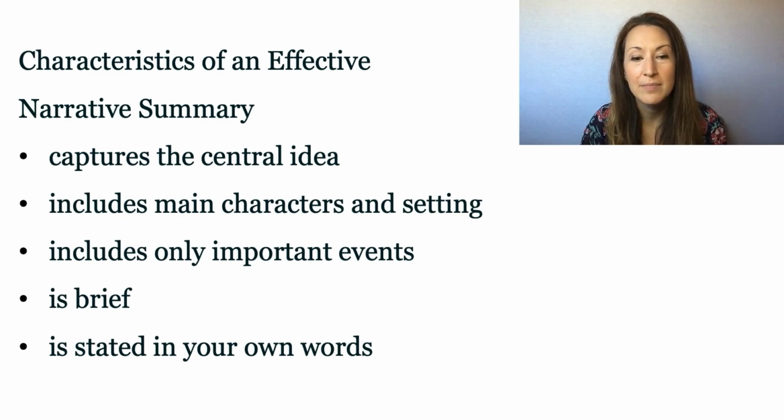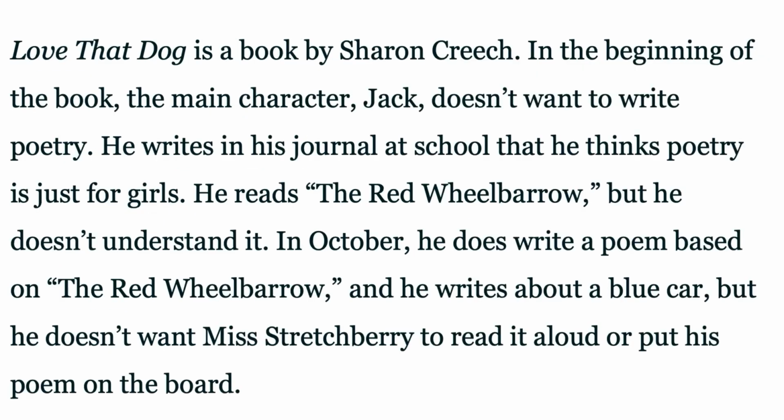So when we look back at this summary, I see the main character, I see the setting, I know it's about Jack at school, I see the main events, he's reading poetry, he's writing poetry, he doesn't want his teacher to put it on the board, right? And it's written in my own words, and it's pretty short.